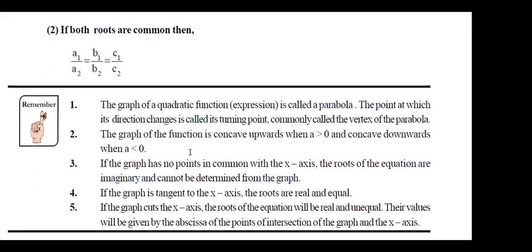Now, these are some points regarding graph. We know that the graph of a quadratic equation is a parabola, and the point of intersection of this parabola with the x-axis will give you the roots of the quadratic equation. Depending on the sign of a, we have either concave up or concave down. Okay, got it?